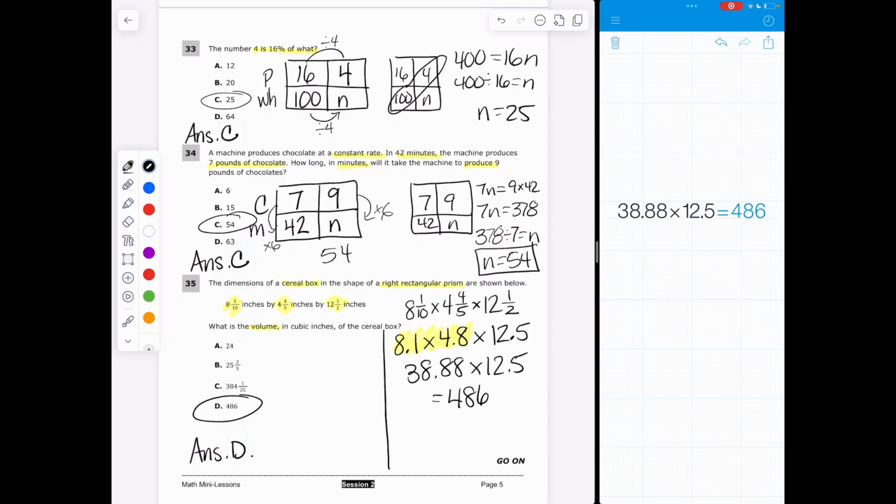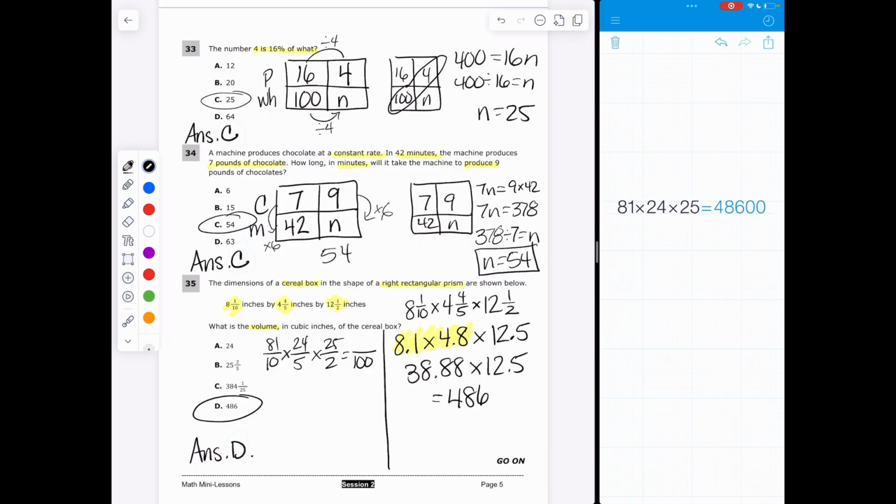Now, if you chose to keep it all as fractions, and you could, you would just have to change them all to improper fractions. So you would have gotten 81/10 times 24/5 times 25/2. The denominators wouldn't have been so bad. 10 times 5 is 50, times 2 is 100. But I would have relied on my calculator to do the last part.